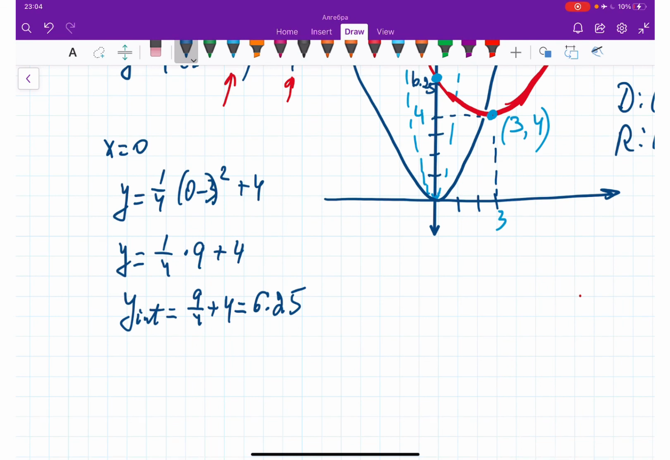In my next video, I will record part 2, which will represent standard form, how to find vertex, y-intercept, x-intercept, and build the quadratic function.